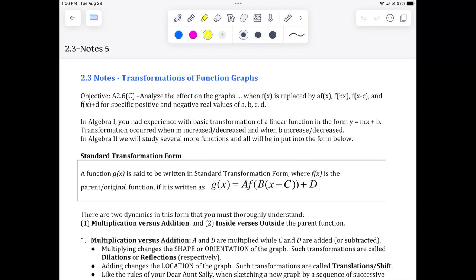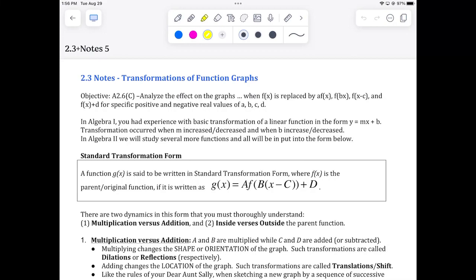The second thing to be aware of is, is it multiplied like a and b? That's a times f of b times x. Those are multipliers. Or is it being added or subtracted like the c and d? That's also important because anything that's multiplied is going to be a stretch or a compression. It's a dilation. It changes the shape of the graph. So imagine having like some clay in your hands and you're pulling it apart vertically, or you're pushing it together vertically, or it could be you're stretching and compressing horizontally, almost like you're playing an accordion.